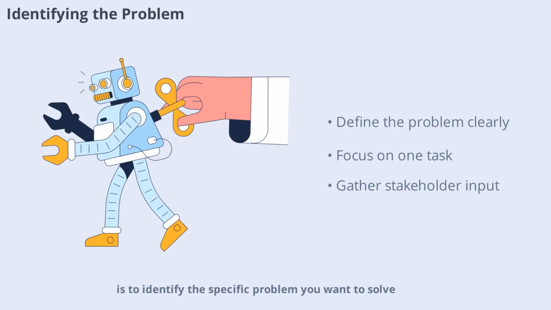The first practical step in building a narrow AI system is to identify the specific problem you want to solve. This could be anything from automating customer support to detecting anomalies in financial transactions. Clearly defining the problem helps you focus your resources and design a solution tailored to your needs. Take time to research the problem space, understand the requirements, and gather input from stakeholders. A well-defined problem statement sets the foundation for a successful AI project.